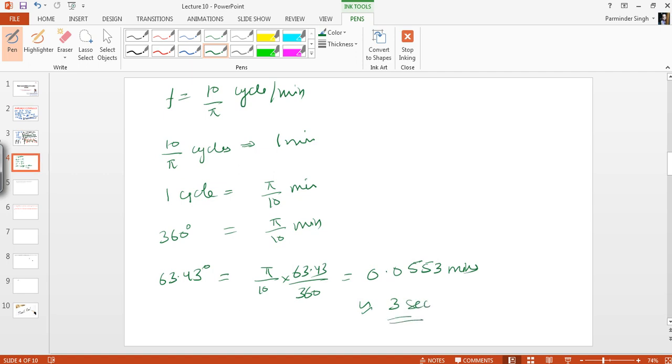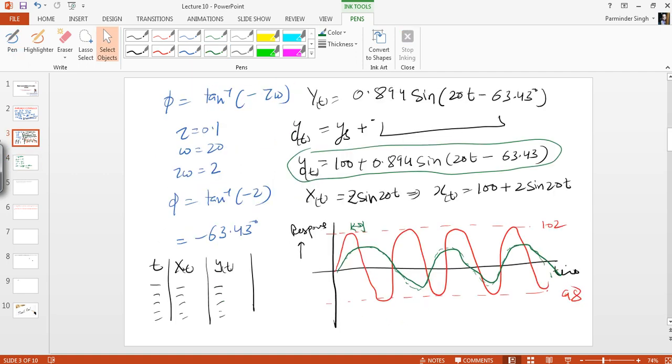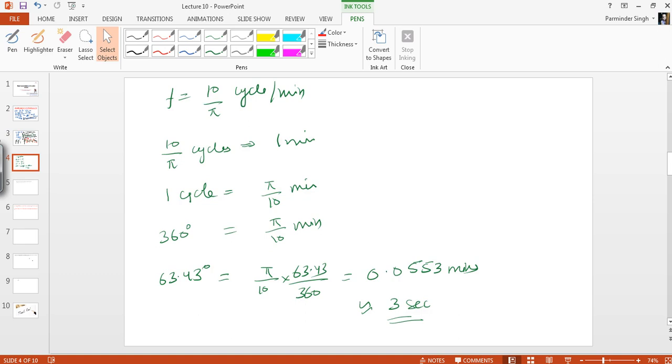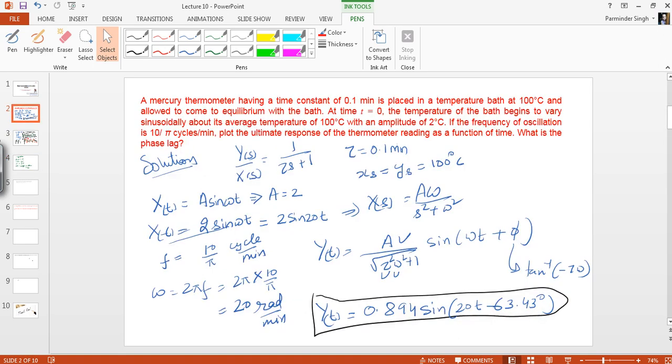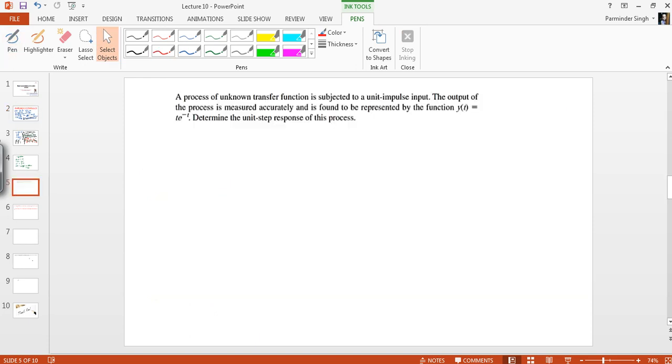That means the output lags the input by 3 seconds, and that is determined by this. Clear? So this is how you determine it. That means the output lags the input by 3 seconds. Clear? So this was the question. Moving further to the next question.